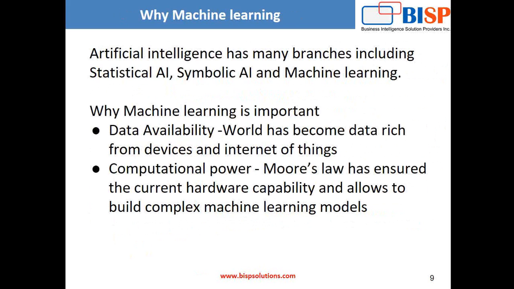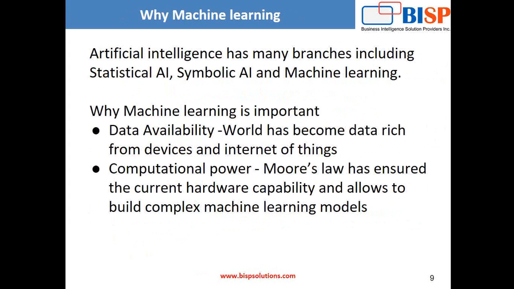So when we look at machine learning, why machine learning? Is it necessary? The world has made machine learning very much necessary. Before we go into the other machine learning aspects, machine learning is a branch of AI, and we have other AIs, namely statistical AI, symbolic AI, and machine learning. The scope of this course is just machine learning.